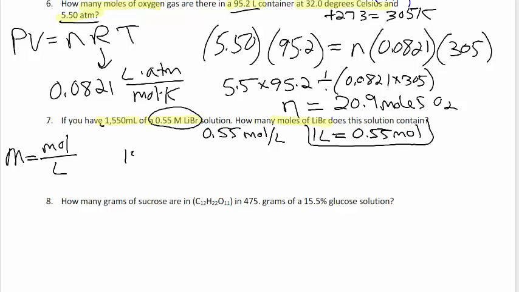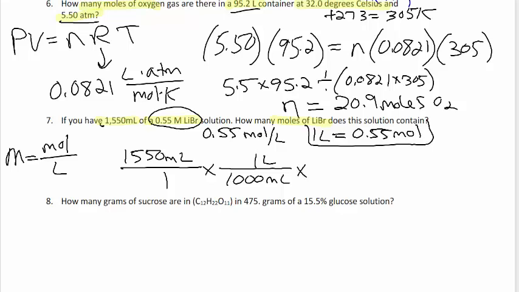So I'm going to start with 1,550 milliliters and put that over 1. And I'm going to show changing it to liters first, because molarity is moles per liter. So we want to know how many liters we have. So there's 1,000 milliliters in 1 liter.